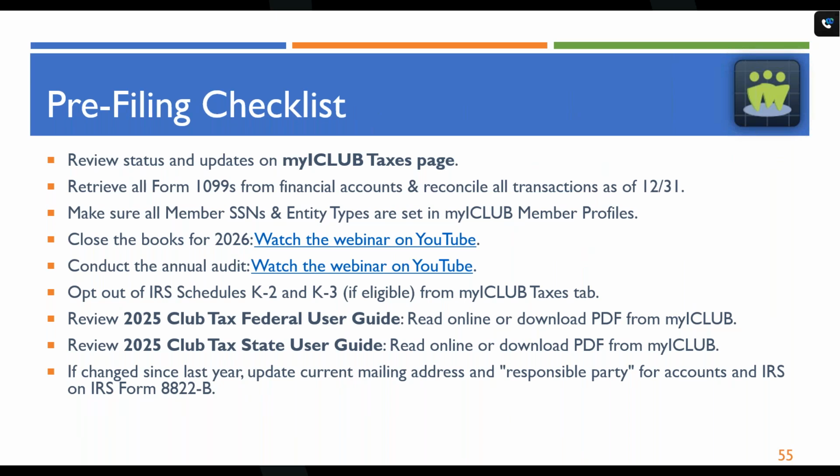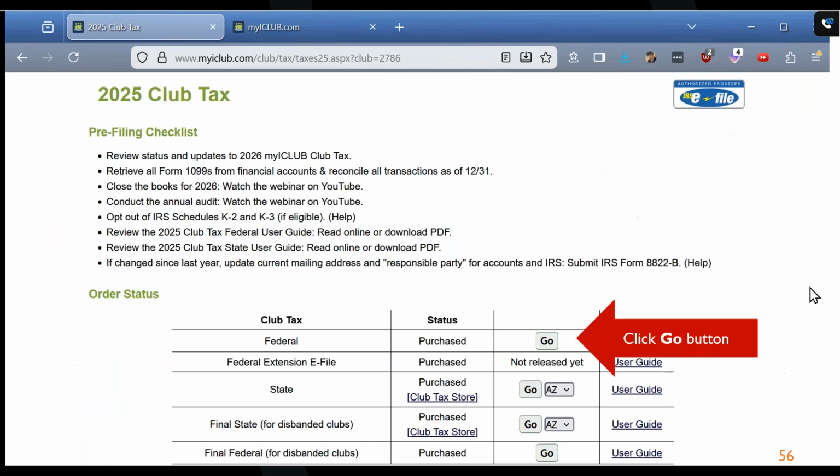And if you have changed the address of your brokerage firm, which would be what the IRS calls the responsible party, you want to notify the IRS by mail using Form 8822-B. A lot of tasks there, but this will help ensure that your process goes through quickly.